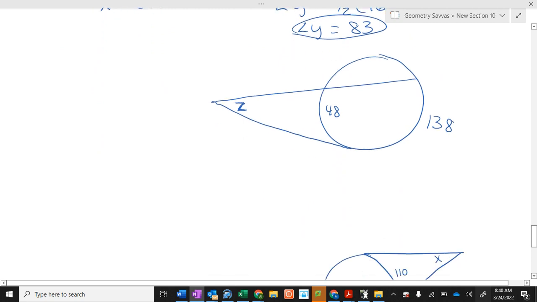Angle's on the outside, so we subtract 1/2 of the big arc, 138, minus the little arc of 48. Half of 138 minus 48 is 1/2 of 90. Half of 90 is 45.